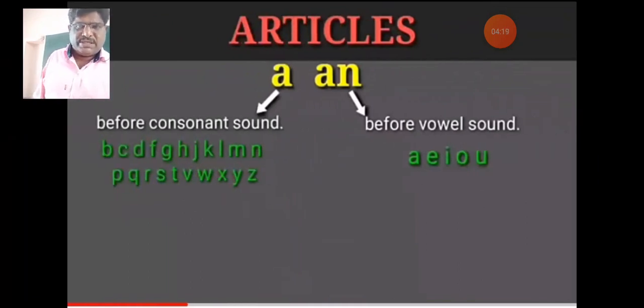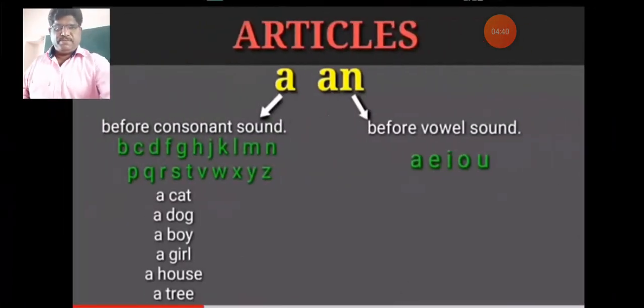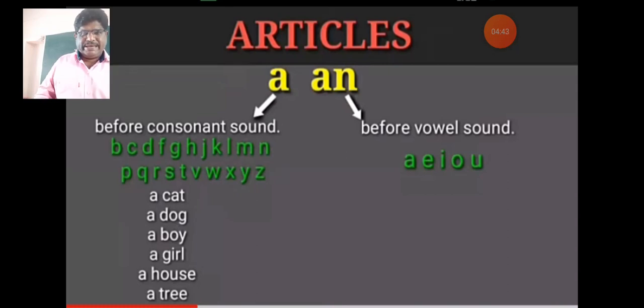Among the 26 letters, 21 letters are consonants and 5 letters are vowels. Except these vowels, the other 21 are consonants. A, E, I, O, U are the vowels. So you can see a cat, a dog, a boy, a girl, a house, a tree. A is the indefinite article used before a consonant sound.